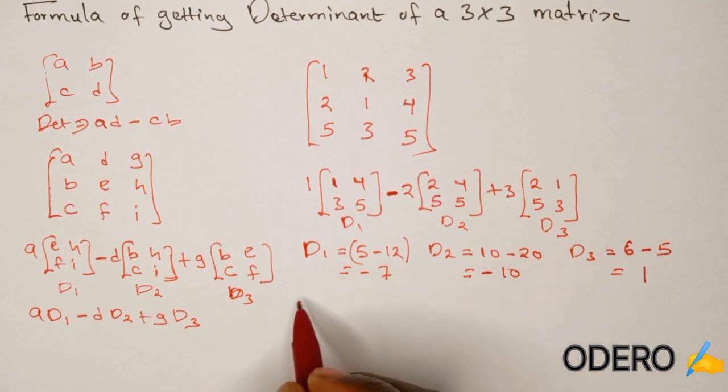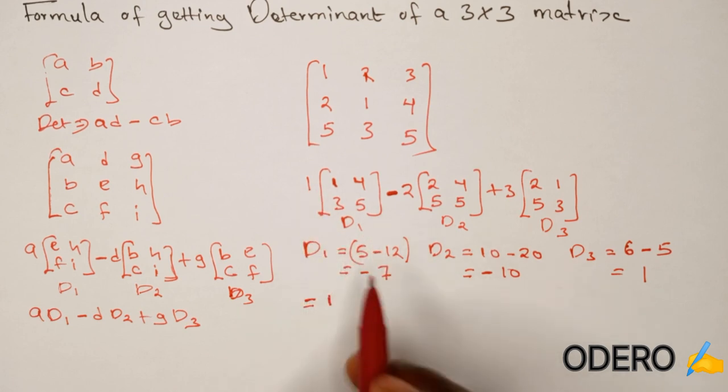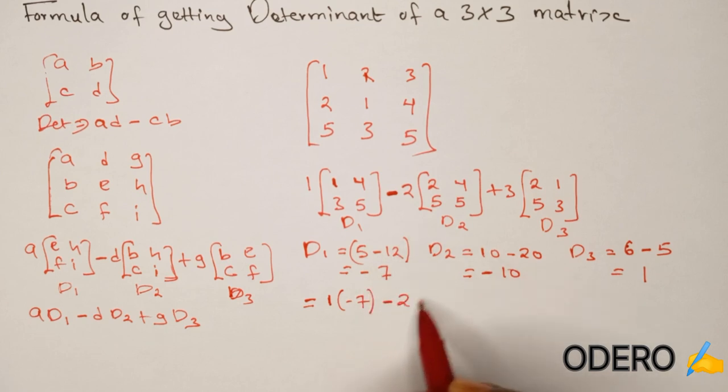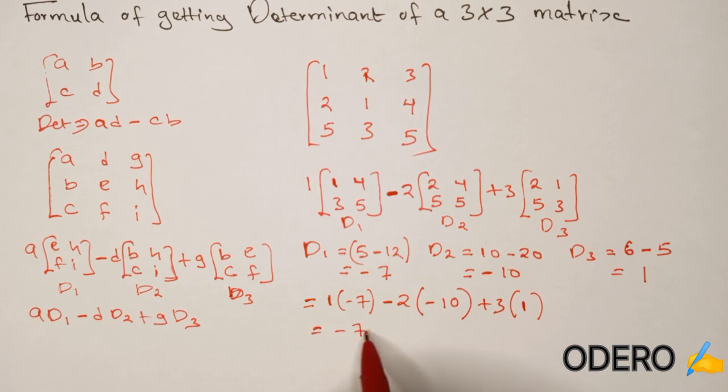Therefore, our determinant will be 1 multiplied by D1, which is negative 7, then minus 2 multiplied by D2, which is negative 10, then lastly plus 3 multiplied by D3, which is 1. So you're going to have negative 7, then negative 2 times negative 10, that is positive 20, then plus 3. If you add negative 7 plus 20 plus 3, you get 16. And that is how you get the determinant of a 3 by 3 matrix.